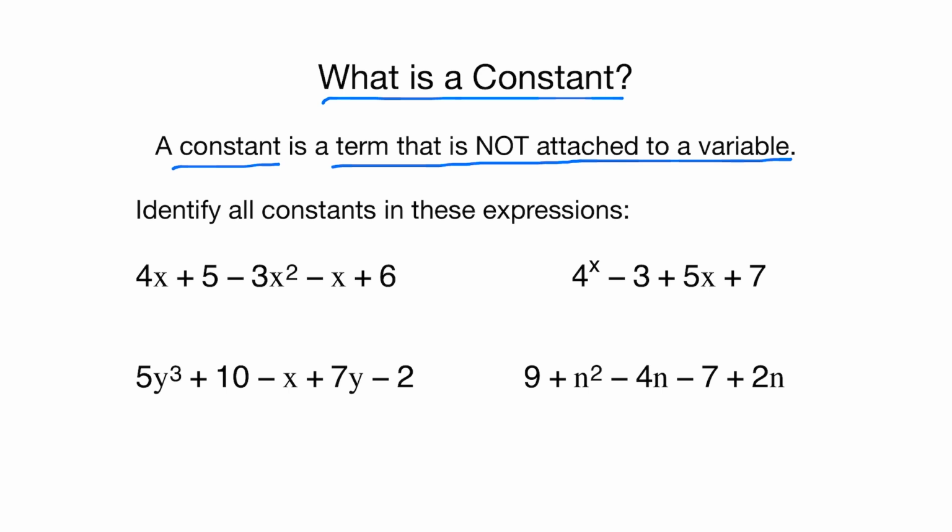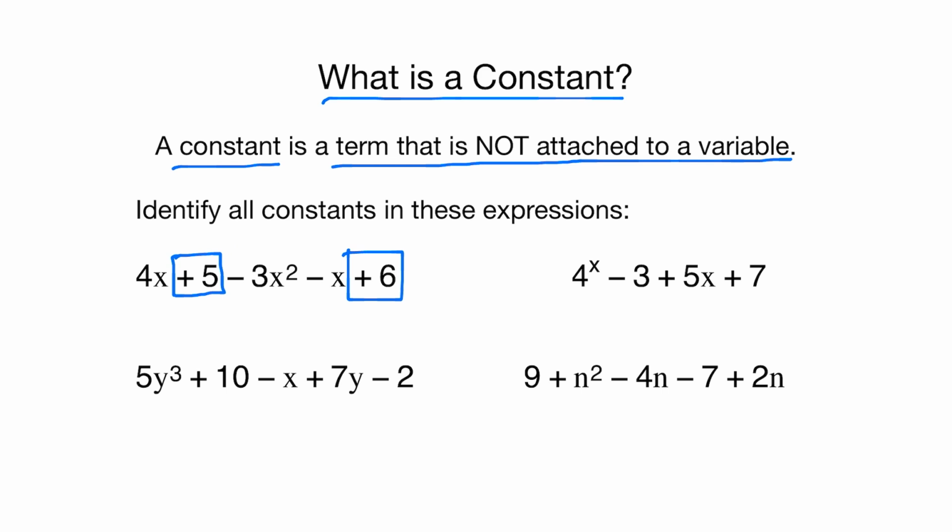Plus 5 is not being multiplied, divided, or with a power attached to a variable. So this plus 5 is a constant. Now we have negative 3x squared. The negative 3 is being multiplied by x squared, so it's attached to a variable. Negative x, that's a variable. Positive 6, this is a constant. It is not attached by multiplication, division, or a power to a variable. In the first expression, we have boxed the constants.